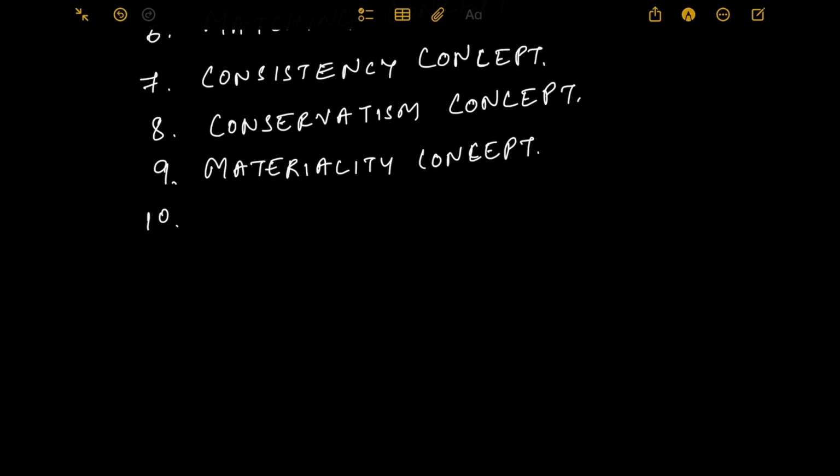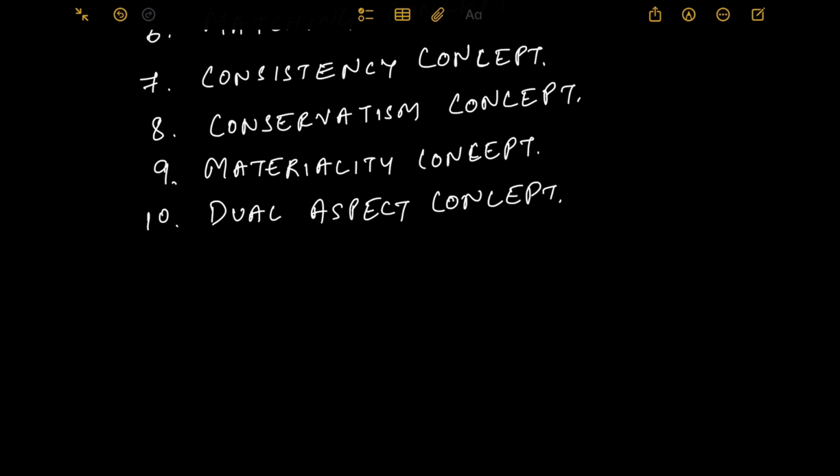Then we'll move on to the 10th accounting concept, that is dual aspect concept. Dual aspect concept says every transaction affects at least two accounts, double entry accounting, like we have debits and credits. Basis of the accounting equation is assets is equal to liabilities plus equity.